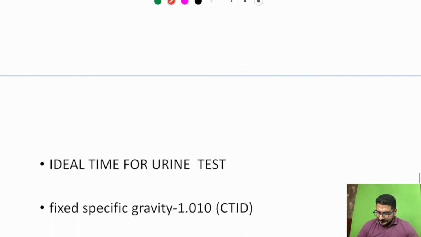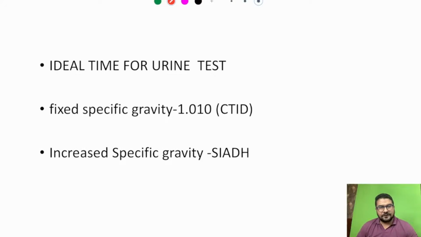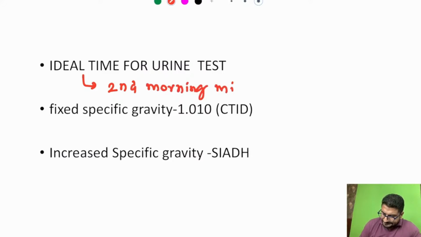Now they ask you, what is the ideal time for a urine test? So कौन सा sample आपको लेना चाहिए? The best sample will be the second morning midstream sample. This is the best sample for urine collection, right?